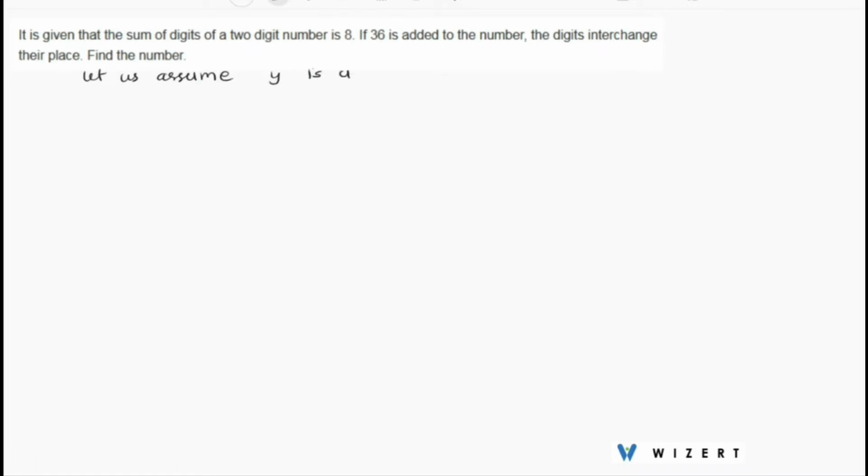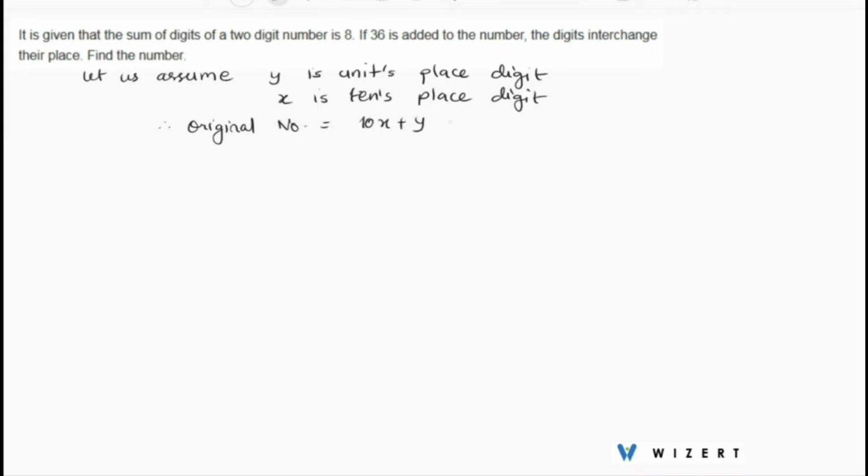So first, let us assume y is the units place digit and x is the tens place digit. Therefore, the original number will be equal to 10x plus y, and the number obtained by reversing the digits, that is the reverse number, which is equal to 10y plus x.